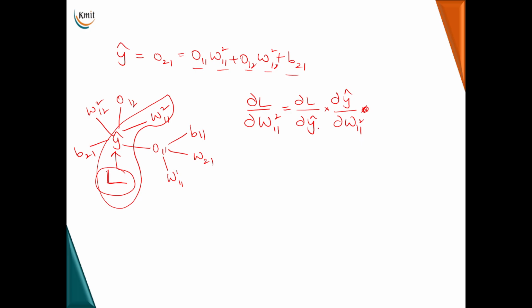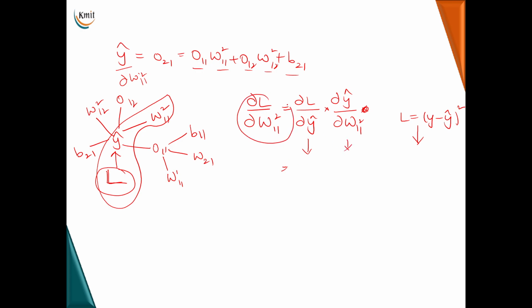Partial derivative of the loss function with respect to y hat. The loss function is y hat whole square. I'll find the partial derivative of this with respect to y hat and get some value. And what is ∂y hat by ∂W11? I'll find the partial derivative of this with respect to W11, get the value, and substitute these two values.